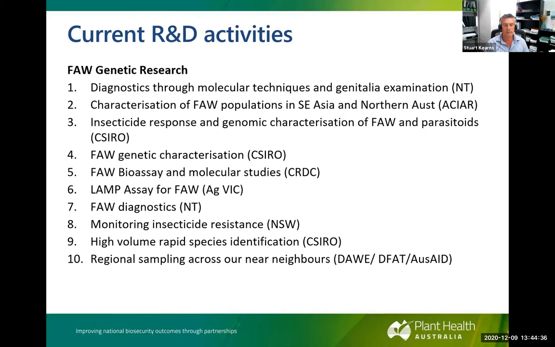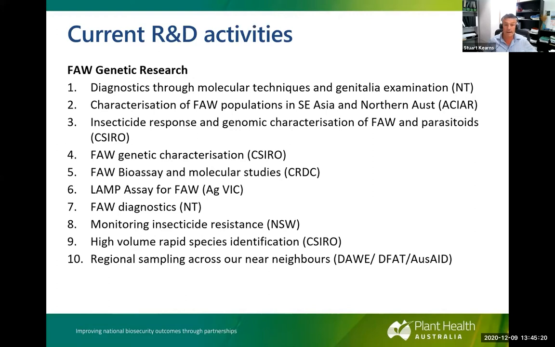So we can actually model not only what population or strain biotypes we've got in Australia, but where have they come from, and what are those different biotypes that are around the world and moving around the world? Some work being funded through CRDC on the bioassay and molecular studies on fall armyworm. Through Ag Victoria, the development of a LAMP assay for fall armyworm, which will be validated in the regions. There's some more work being done in the Northern Territory looking at diagnostics and how to diagnose fall armyworm compared to others.